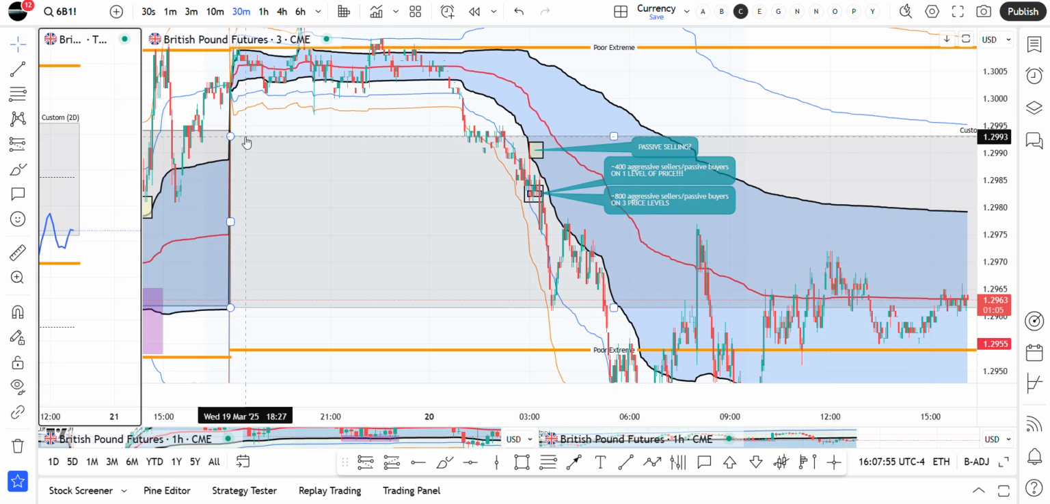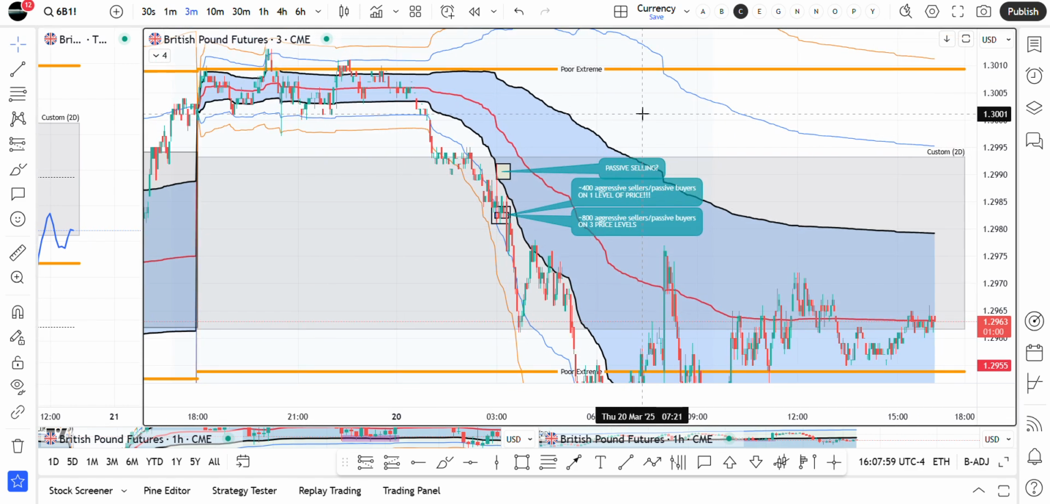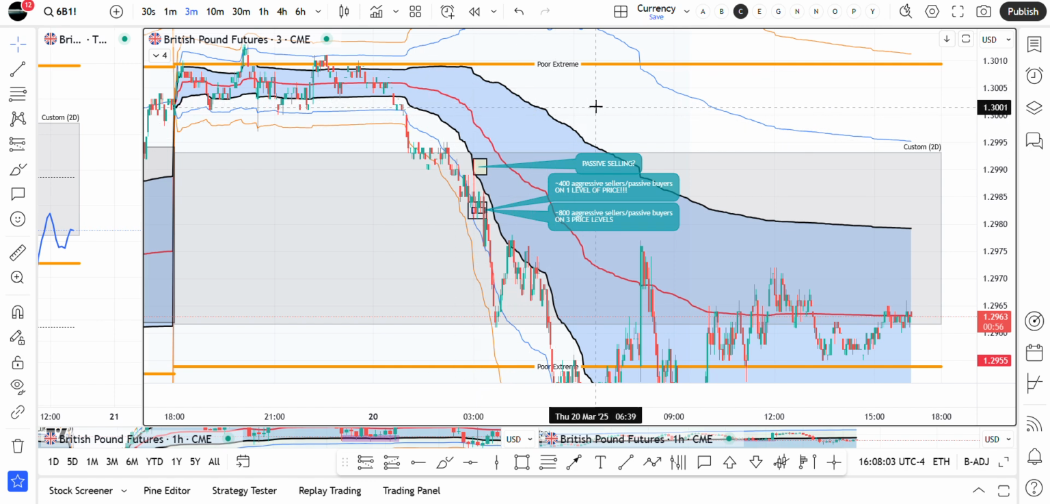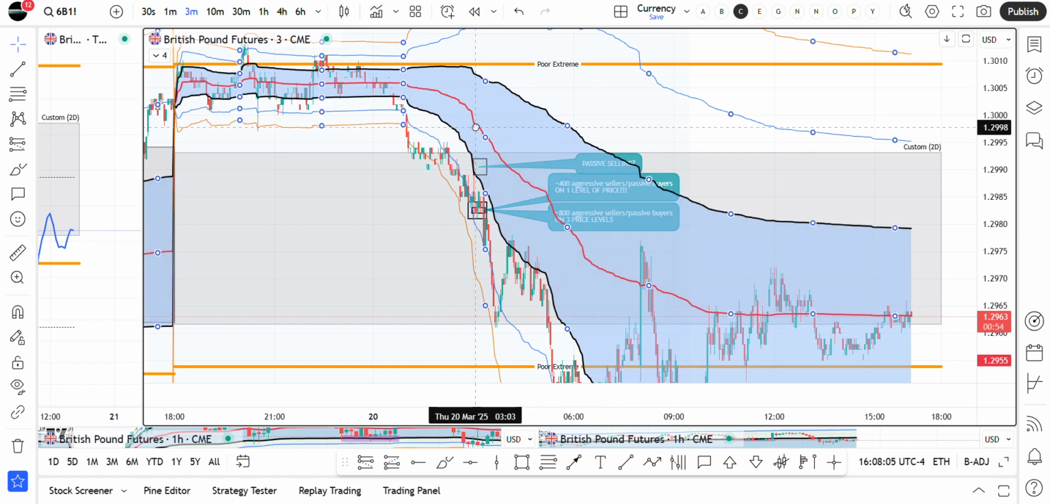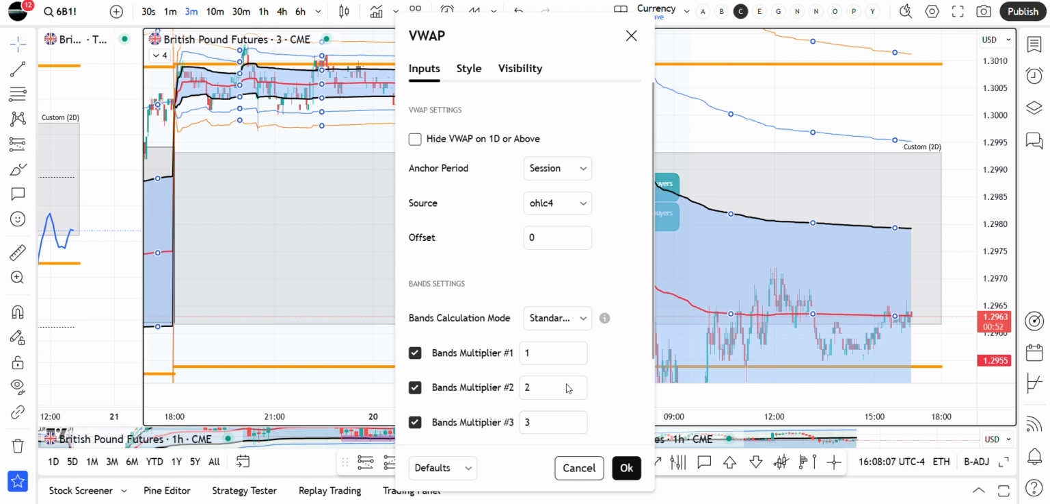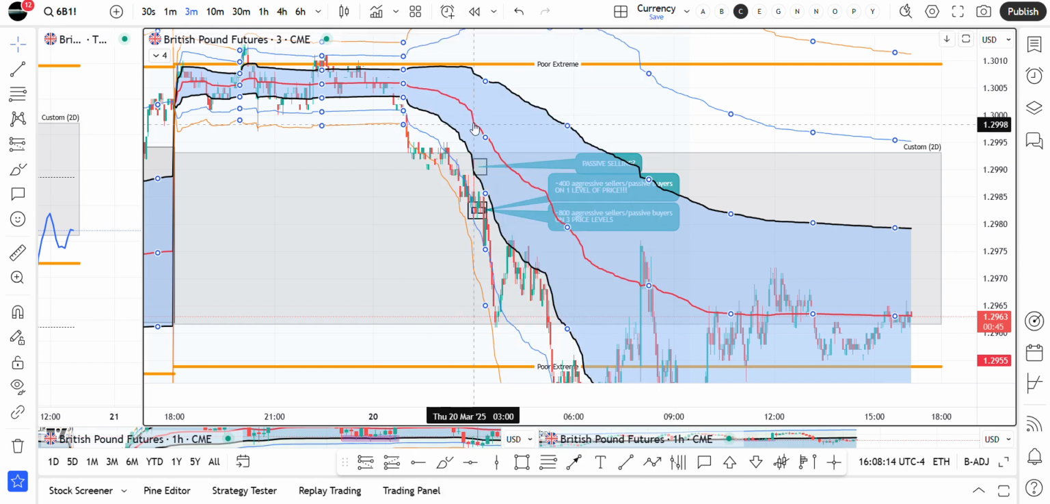Okay, let's put that aside. This box right here, that's the value area. The thing that's overlaid on my chart is VWAP with bands. Let me just go into the settings and I'll show you guys. It's 1, 2, and 3 standard deviations of VWAP, and this is session VWAP.